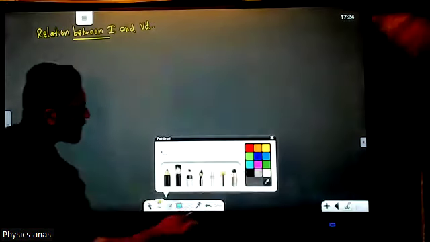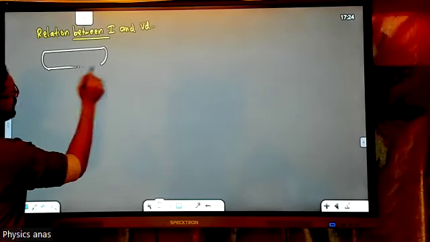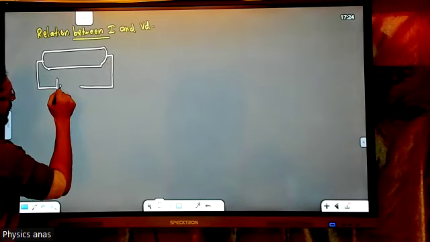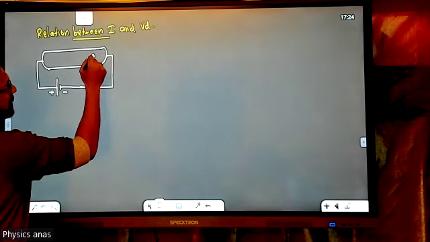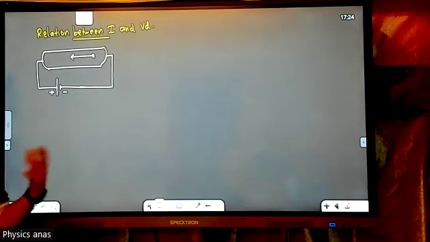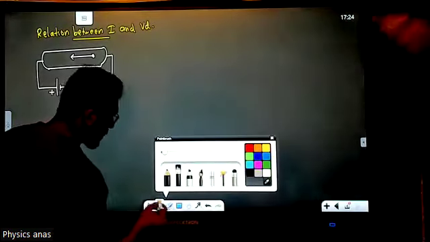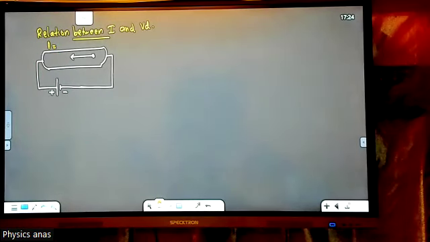Okay. Look here. I am drawing the same figure here also. This is a conductor, and I am applying a voltage to this conductor. If I apply a voltage, the electrons will move in this direction. We have seen that when voltage is applied, electrons will move in the opposite direction of the electric field. You got it? And I am taking the length of this conductor as L.